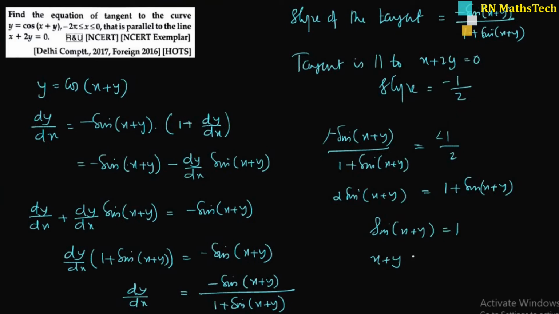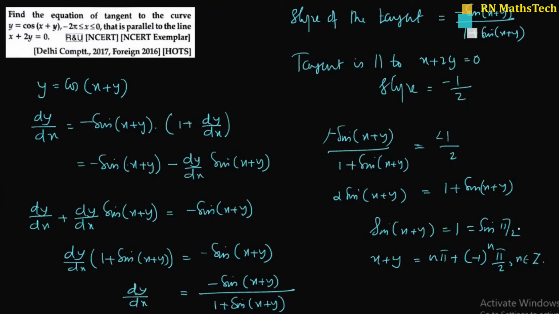So x + y is equal to nπ plus sin 90 is 1. That is nπ. This 1 is equal to sin(π/2). So sin x is equal to sin α, x + y is equal to nπ + (-1)^n × π/2, n belongs to Z. That is x + y.